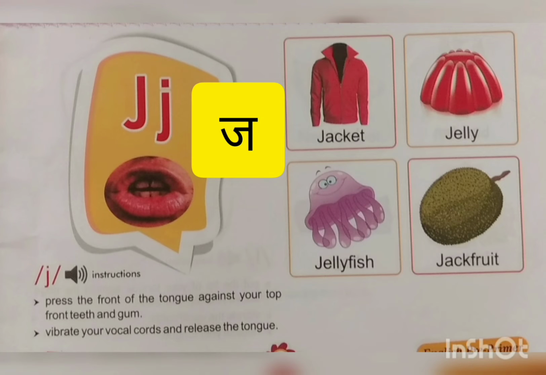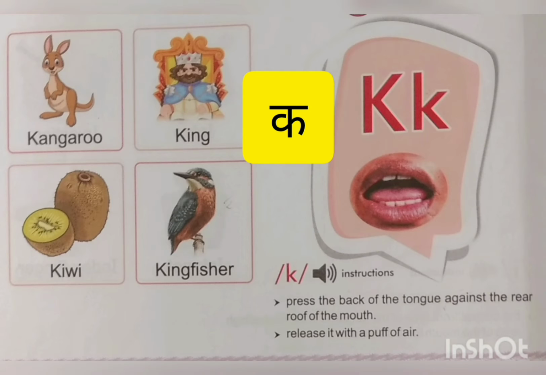Phonic sound of J is J. J for jacket, J for jelly, J for jellyfish, J for jackfruit.